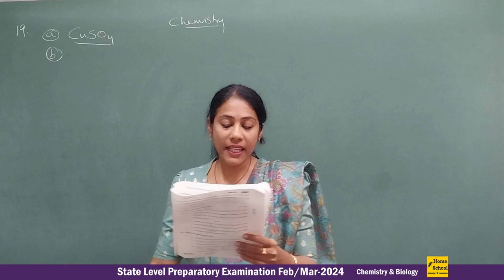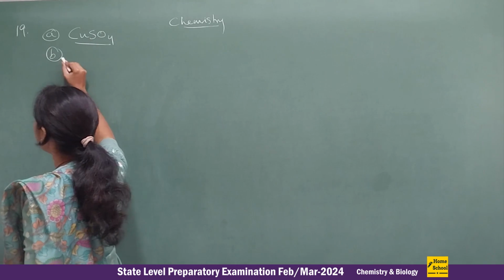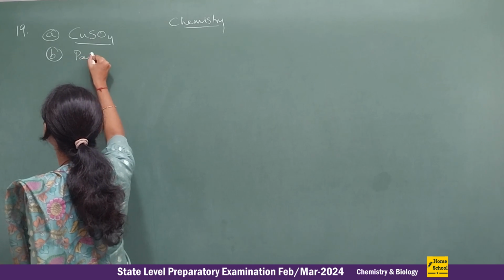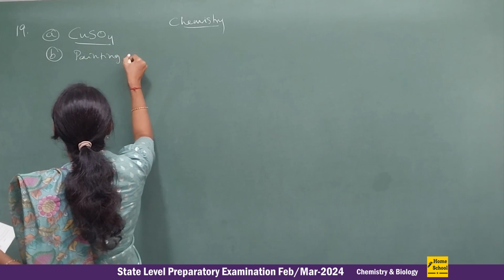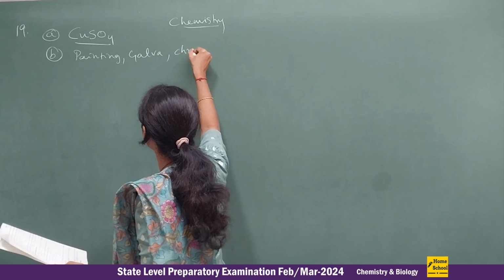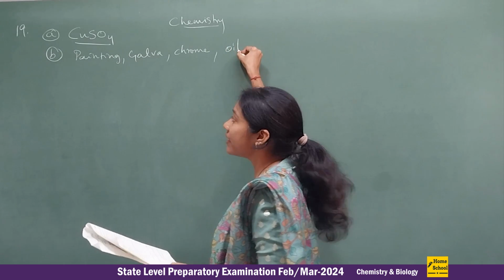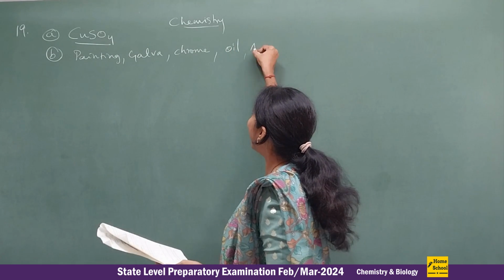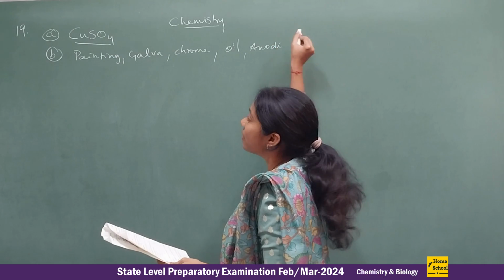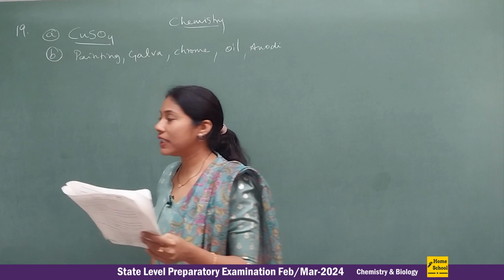And question B: list the methods of preventing corrosion of metals. You can mention all the methods like painting, galvanization, chrome plating, oiling or greasing, and anodizing. So it's a pretty simple question. That is all about the 19th question.